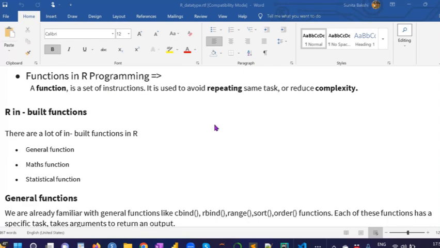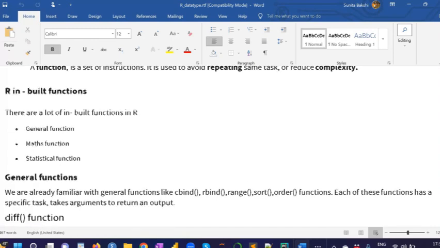Whenever we use a function, it gives us the facility to repeat the same thing again and again, and also reduces complexity. R has inbuilt functions. There are three types of inbuilt functions. First is general functions, second is math functions, and third is statistics functions.